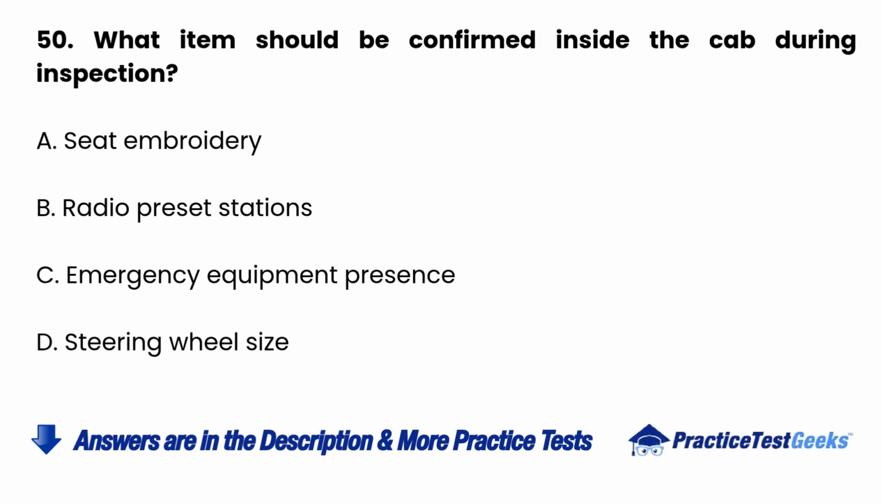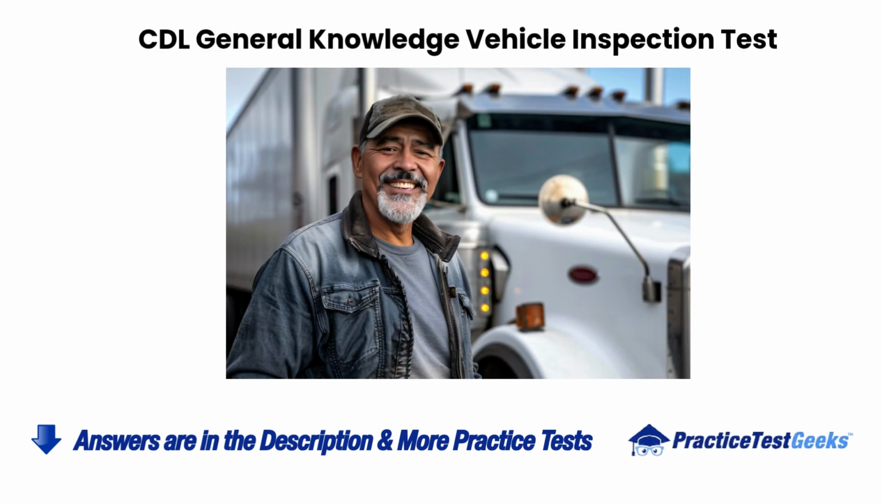50. What item should be confirmed inside the cab during inspection? A. Seat embroidery. B. Radio preset stations. C. Emergency equipment presence. D. Steering wheel size. CDL General Knowledge Vehicle Inspection Test.